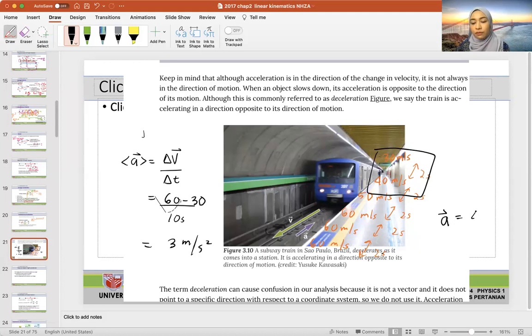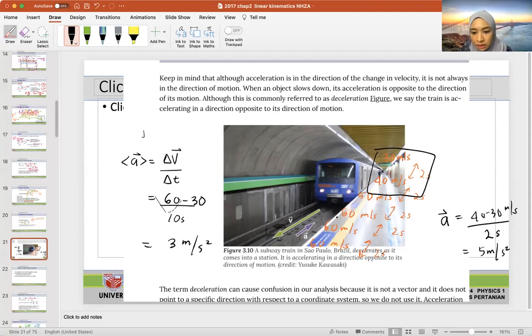40 minus 30 over 2 seconds. So this is your instantaneous acceleration at this point, at this duration of time. The 2 second value is here. This is the value, 10 divided by 2, 5. 5 meter per second squared. Okay, so the instantaneous acceleration is not the same as average acceleration because the way of calculating it is different.